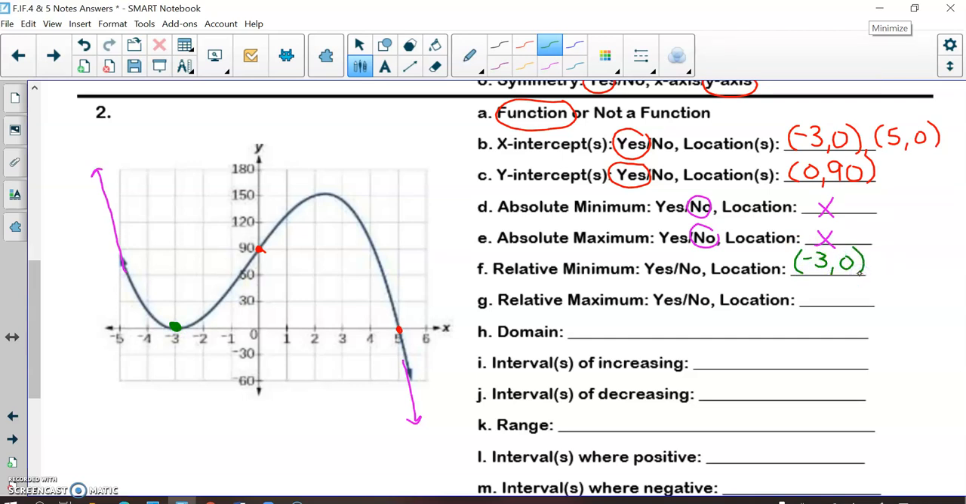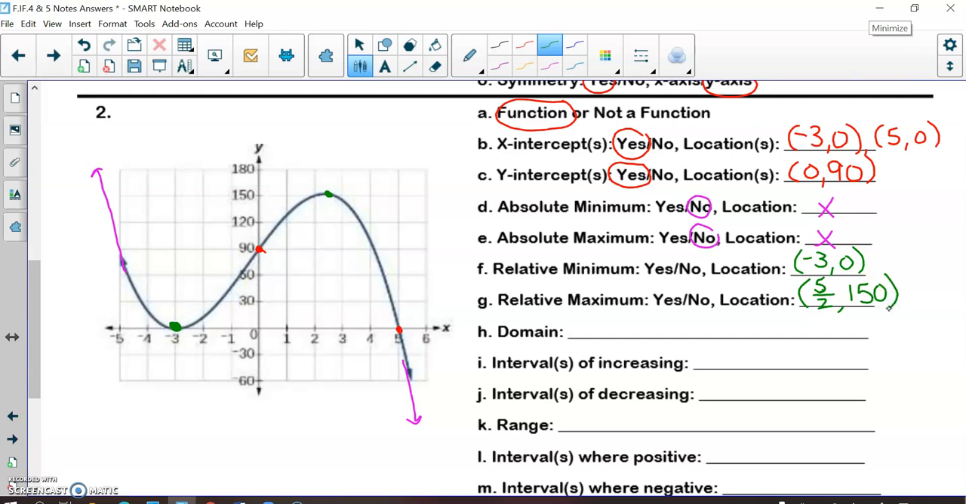And a relative maximum is where we have a peak on the graph, and so we have this peak here, which is at the point x = 2.5, which I'm going to write as 5/2, because when you type this into the Google form, I'm going to make you write it as 5/2. And then the y value of 150, that's our point there.